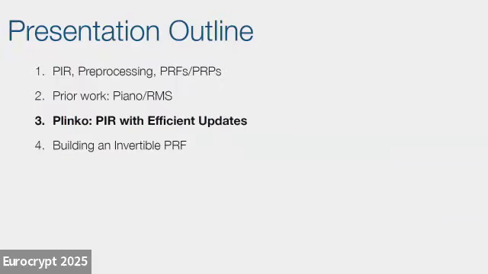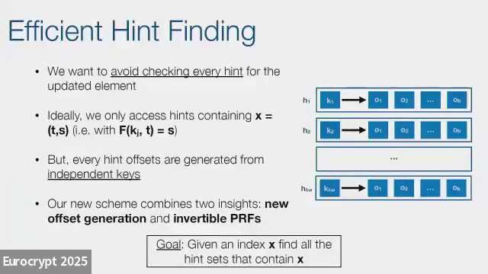And so that's what we do in Plinko, and we combine two insights. So we solve this efficient hint finding problem, as I call it. We're given an index X. We want to find all the hints that contain X. And we do it with two main things. We use this new offset generation and then this more major thing, an invertible PRF.